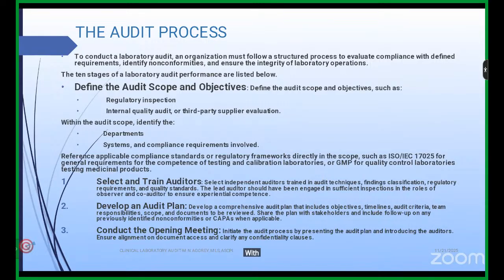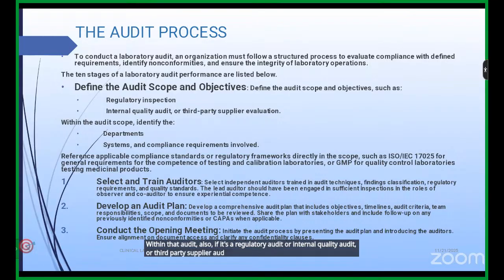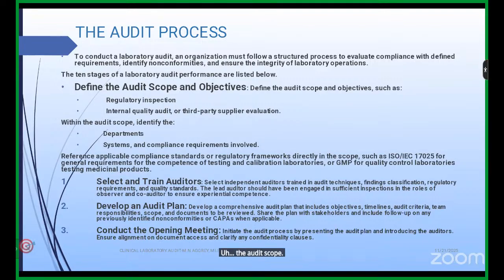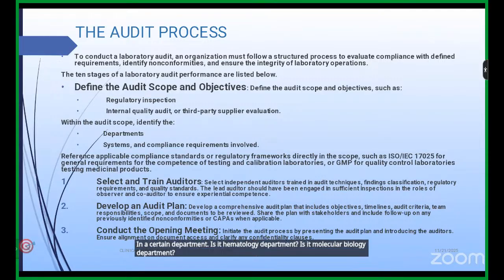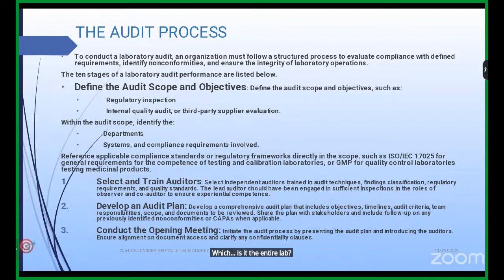Within that audit also, if it's a regulatory audit or internal quality audit or third-party supplier audit, you are going to define the audit scope. Then you need to identify the departments that you are going to audit in that organization. If it's a regulatory inspection, there are things that you want to check in a certain department. Is it hematology department? Is it molecular biology department? Is it the entire lab? Is it the entire laboratory as an organization? What are you going to check?